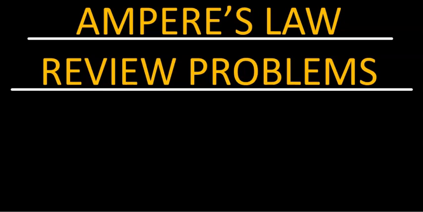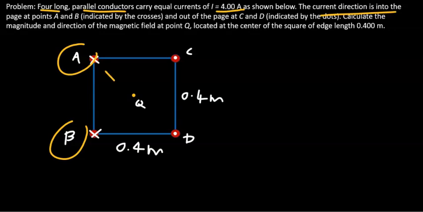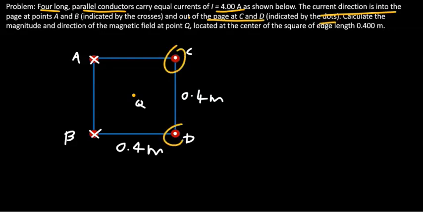In this video, we shall look at a couple of review problems on Ampere's law. Problem 1. Four long parallel conductors carry equal currents of 4 amperes, as shown below. The current direction is into the page at points A and B, as indicated by the crosses, and out of the page at C and D, as indicated by those dots.